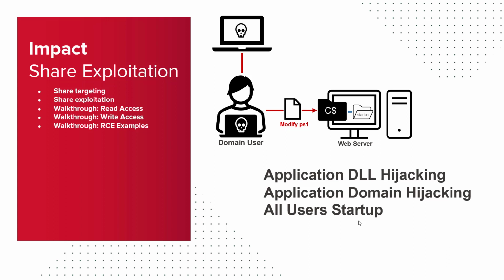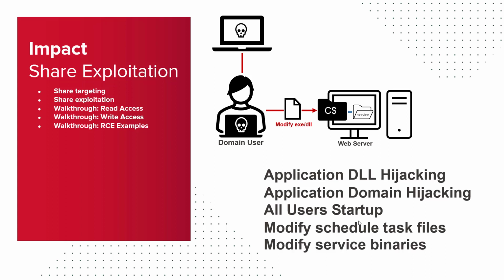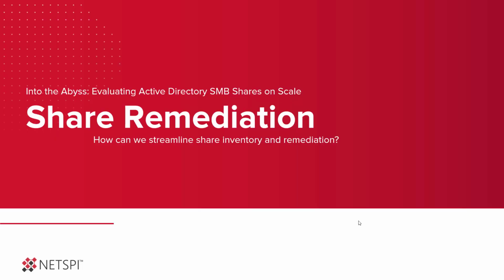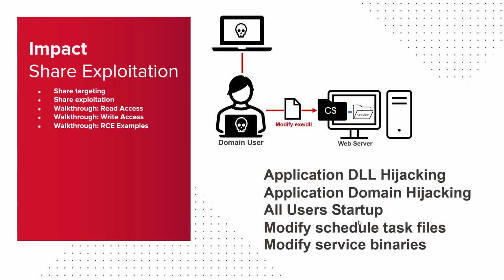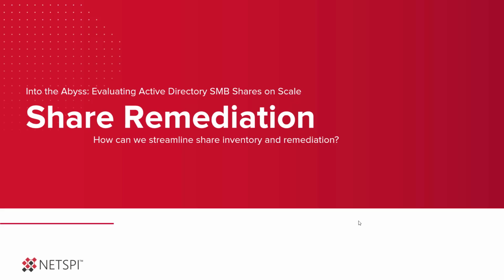Other lower tech version of this would be the all user startup folder. So there is a folder in Windows that when you put an exe or a batch file in it, the second any user logs into the system, it will execute that command in that user's context. So that's another popular option. You can also modify existing scheduled tasks. You can modify service binaries. So off the top of my head, there's at least 5 options there for getting command execution from share access. So that's the type of impact that we're looking at, right? And of course, with write access, you can always encrypt the files, you know, coming back to that ransomware scenario.